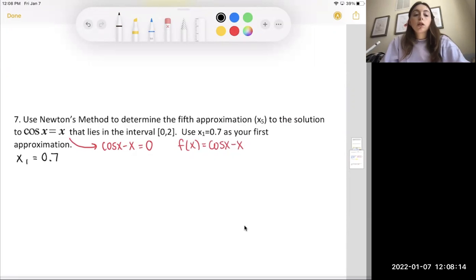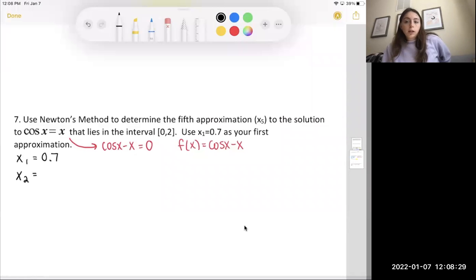I've got my initial approximation of 0.7, and I am going to use my Newton's method formula to find the second approximation. And you should know this formula. I'm not going to give it to you. It's not too hard to remember.